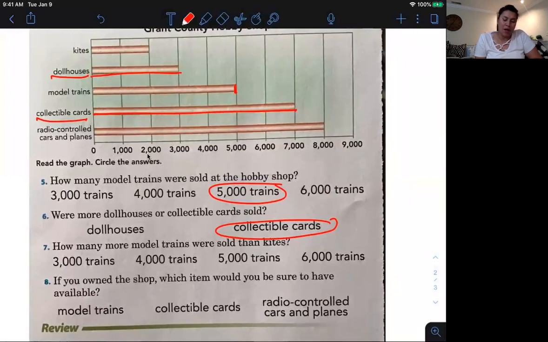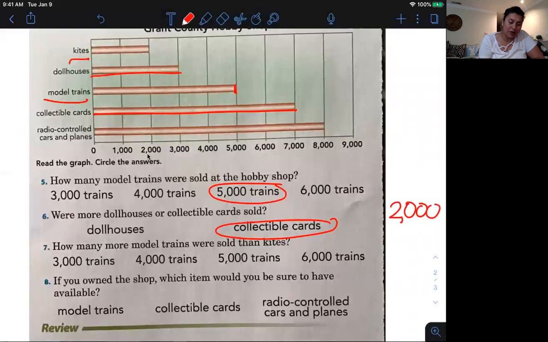How many more model trains were sold than kites? So we're looking at model trains and kites. But "how many more" is talking about a difference. So how many kites were sold? 2,000. I'm going to write this off to the side.